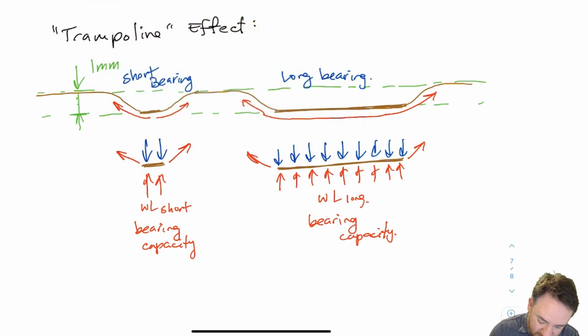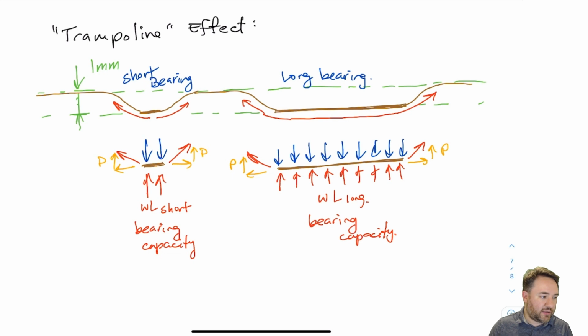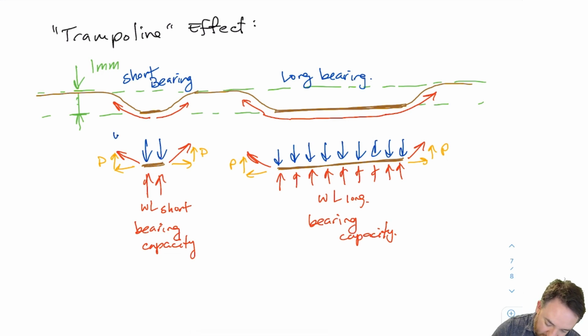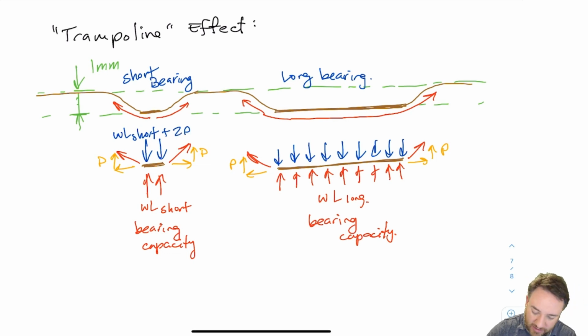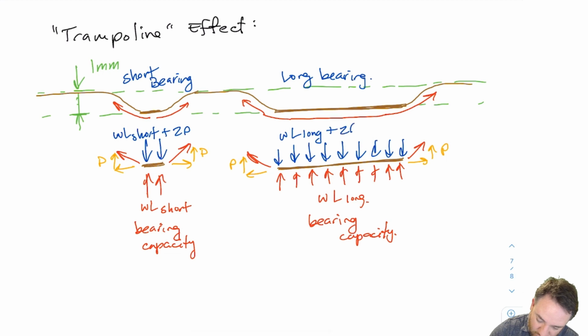Now, what if I look at the vertical component of that angled force, and let's call that P. I can do that same thing here, and I can have P. So P is the vertical component of that force on an angle, that trampoline effect force. Now, when I finish my free body diagram and determine the load applied on the top, I find that on the top here it is WL short plus 2P. And here I have WL long plus 2P.